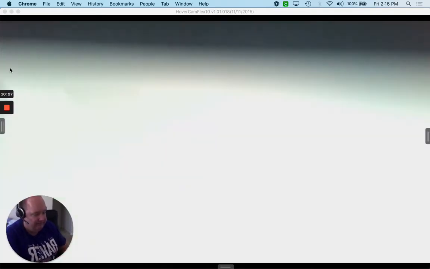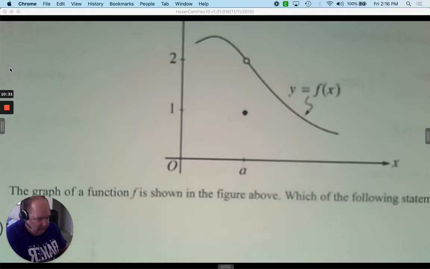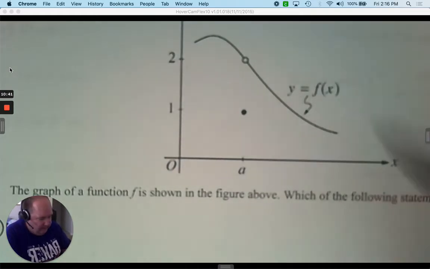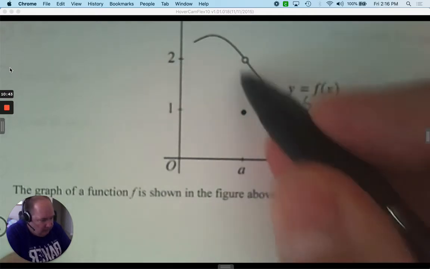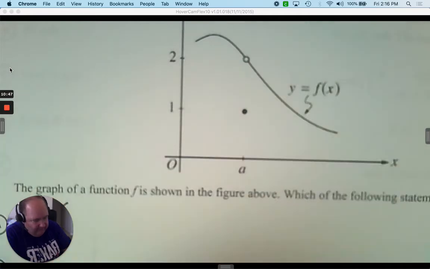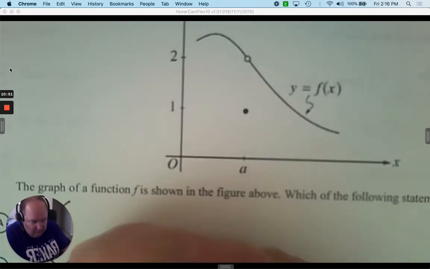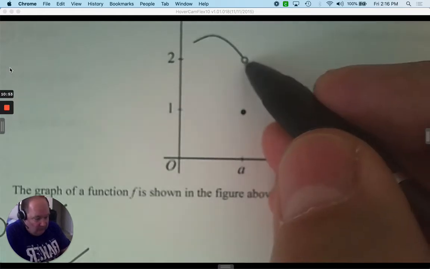Number 7. The graph of a function f is shown above. Which of the following statements is true? F at a equals 2. It does not. F at a equals 1. F is continuous at a. That is not true. There's a hole there.